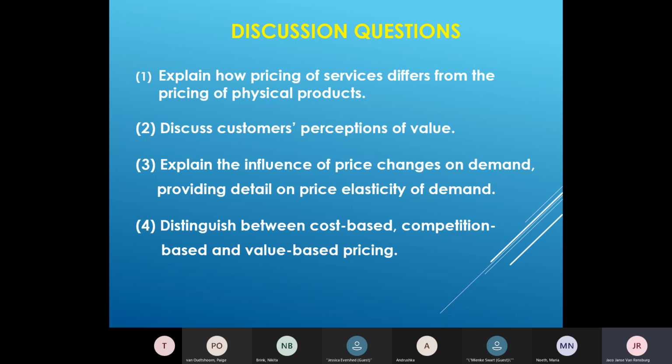Explain the influence of price changes on demand. Okay, that's your price elasticity of demand. Discuss the difference between cost-based, competition-based, and value-based pricing. It's straightforward. So please read through that case study that is in your book, but it's also on the slides, and then we'll discuss these questions on Monday. Everybody fine with that?